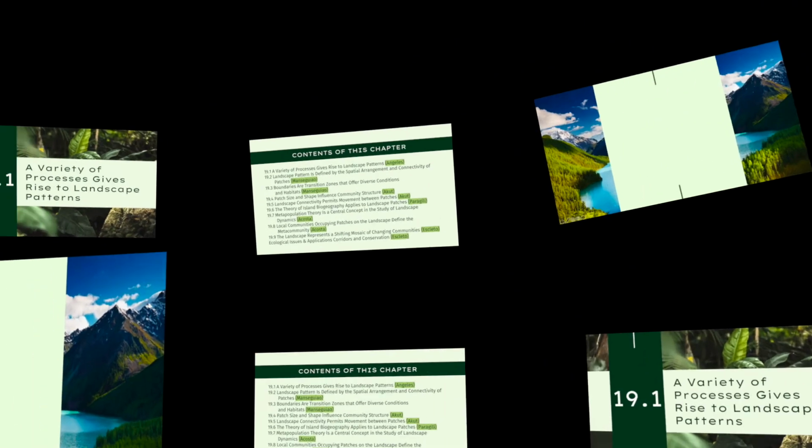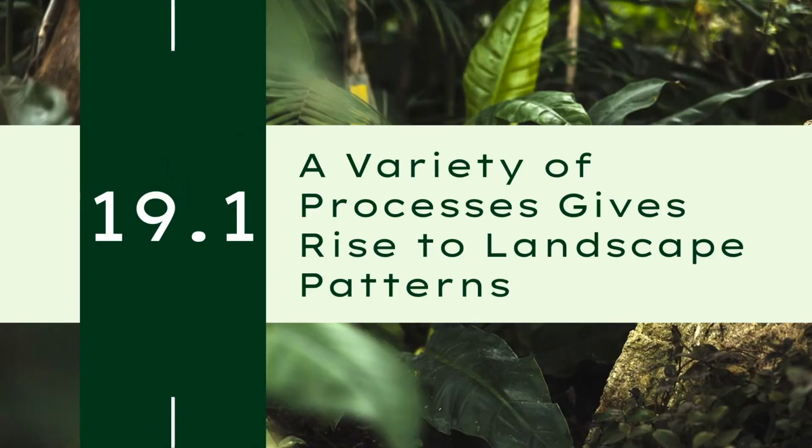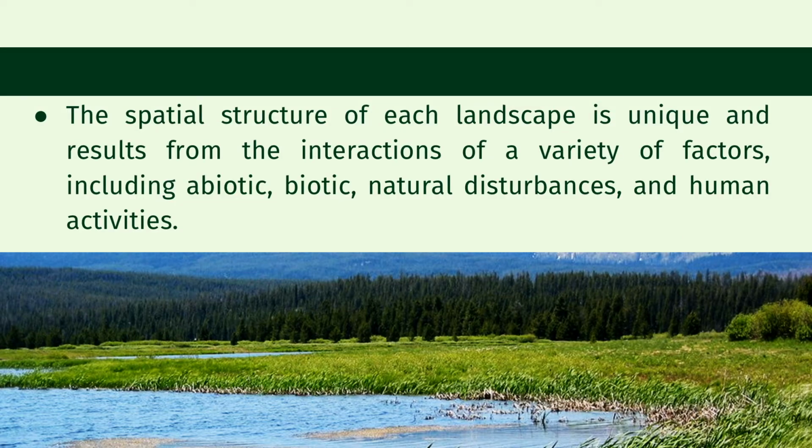A variety of processes gives rise to landscape patterns. In viewing a landscape, we notice the composition, the types of land cover or communities, the patches, and their arrangement in the area or space. The spatial structure of each landscape is unique and results from the interactions of a variety of factors including abiotic, biotic, natural disturbances, and human activities.